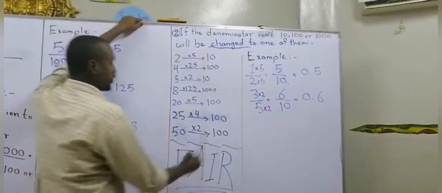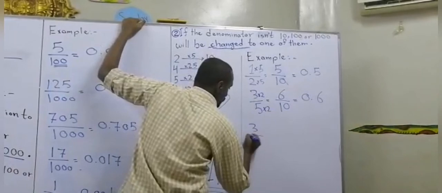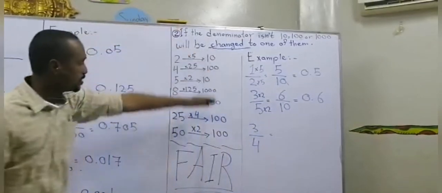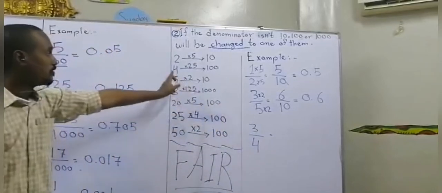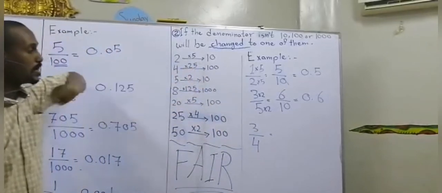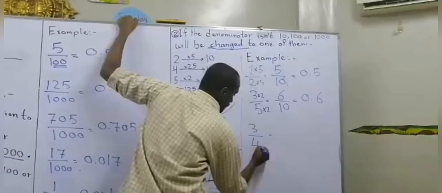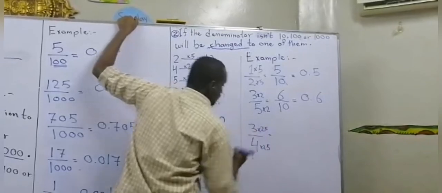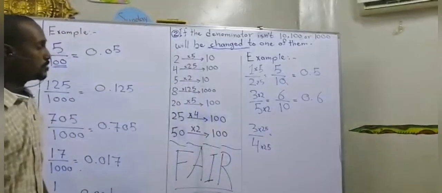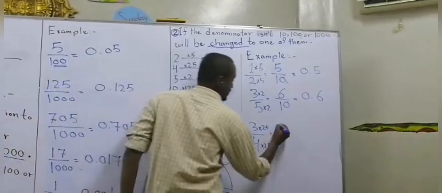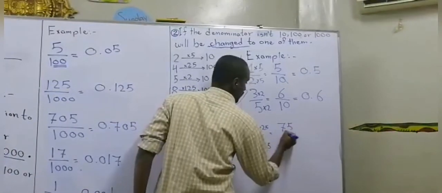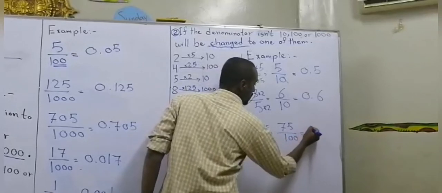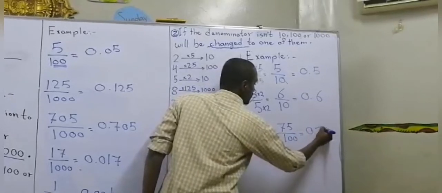Let's have another example, 3 over 4. So the denominator is 4. What should I do? I should change it to 100 by multiplying by 25. Here by 25, and remember you must be fair. Both of them are 25. So 3 times 25 equals 75 over 4 times 25 equals 100. That means the answer is 0.75.